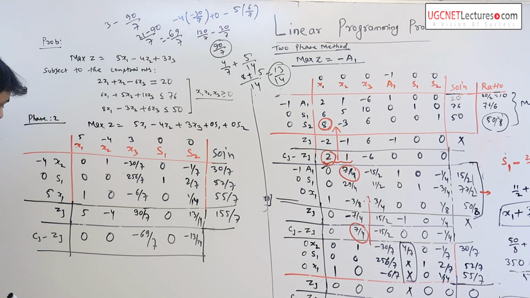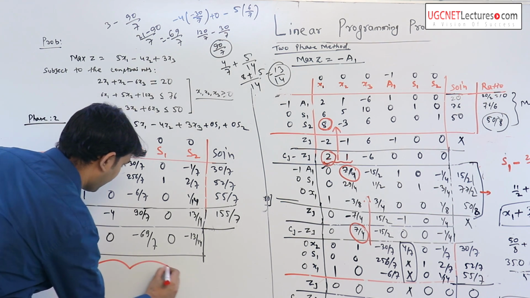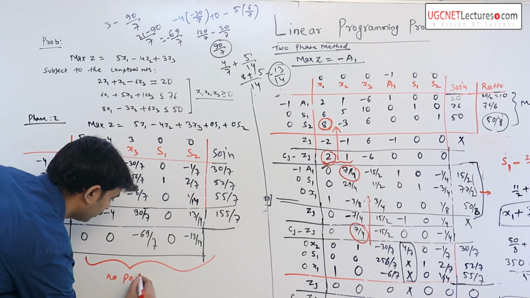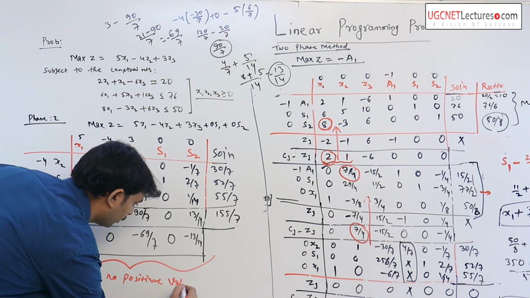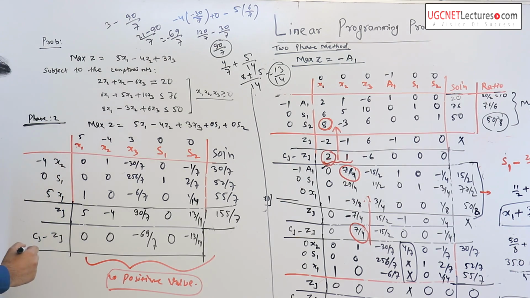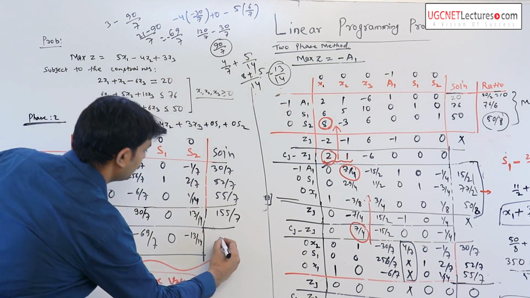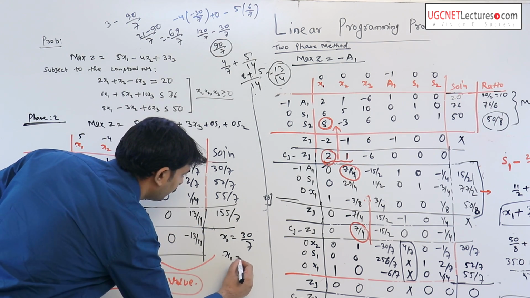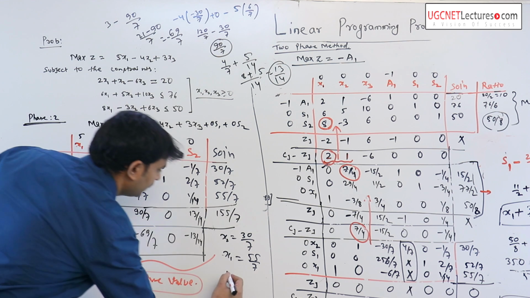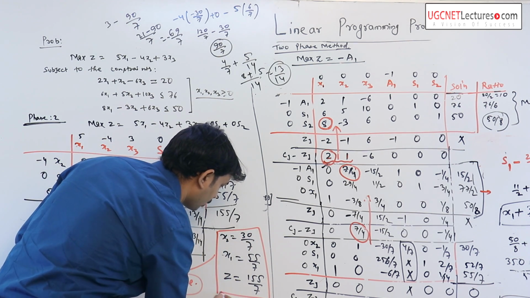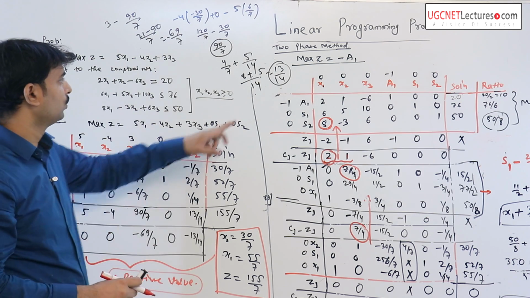Now we look, is this the optimal table for phase 2 or not? Here all the Cj minus Zj are either less than or equal to 0, means there is no positive value. It means this is our optimal table for phase 2, and the solution of the given problem is x2 equal to 30/7 and x1 equal to 55/7 and z is 155/7. So this is our solution to the given problem by using the two-phase method.